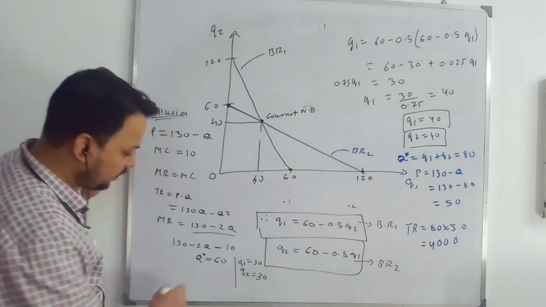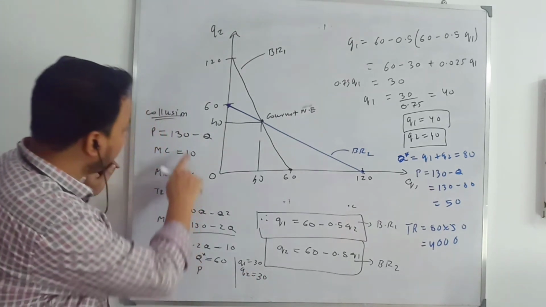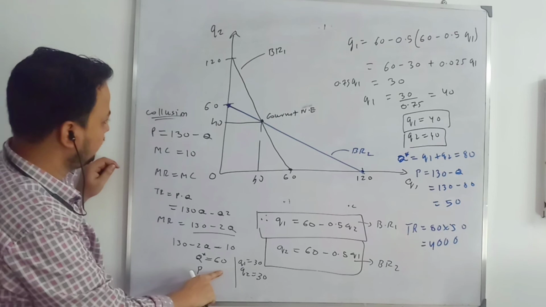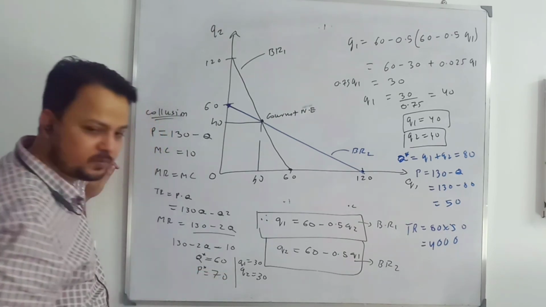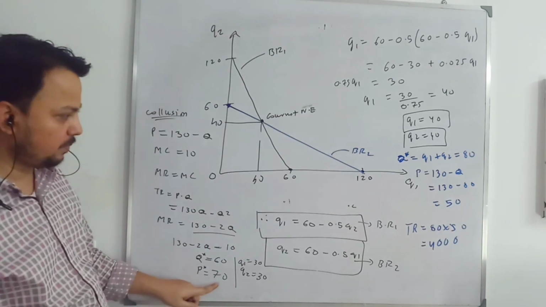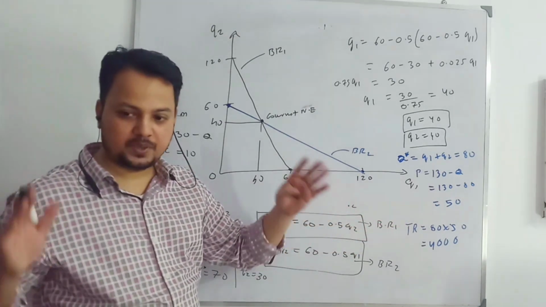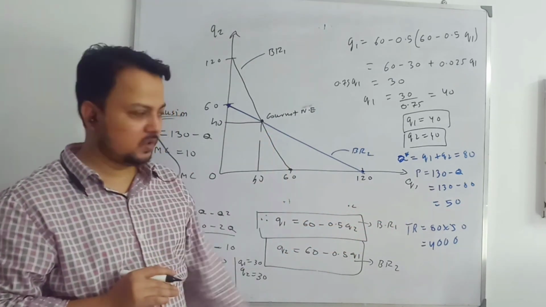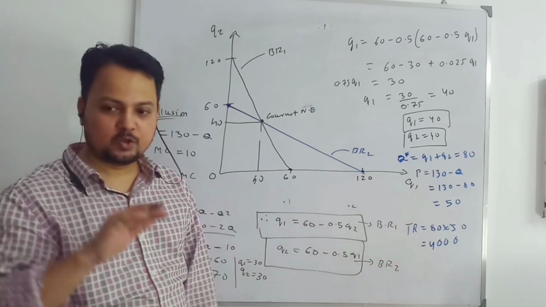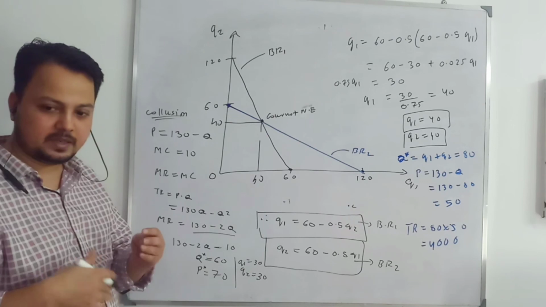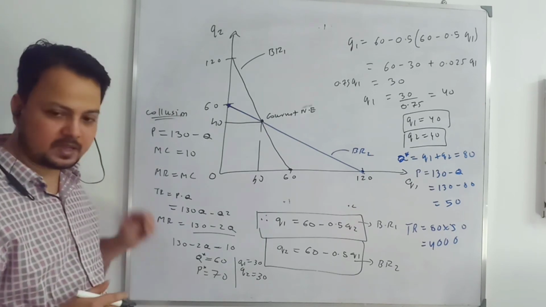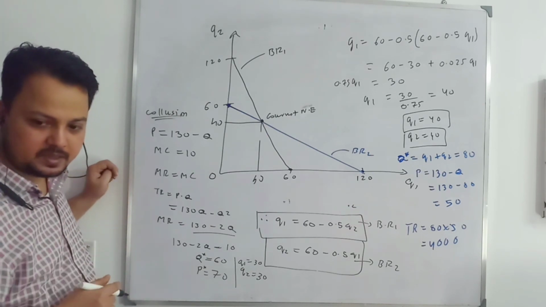And what will be the price? Price will be 130 minus 60. Then it will be 70. And price charged will be 70. So they can charge higher price. Competition reduces the price. When firms compete, it reduces the price. When they are not competing, they are understanding the interdependency. They can charge the higher price and maximize the industry profit.